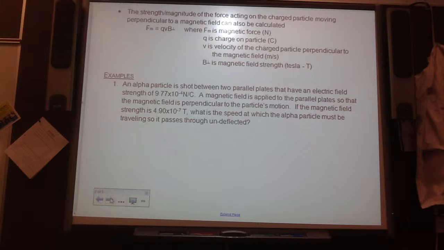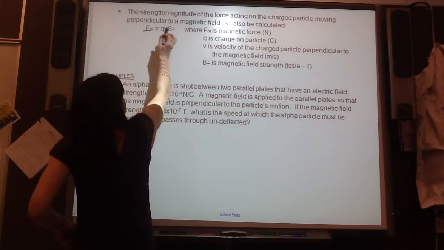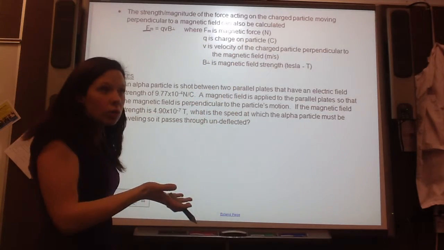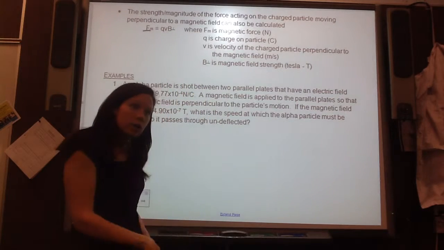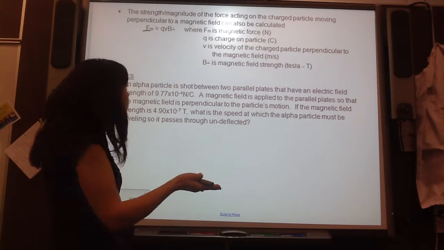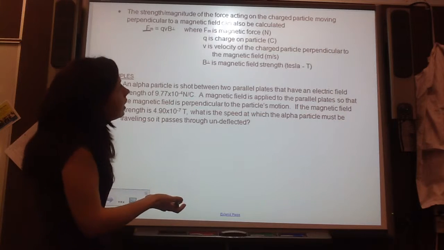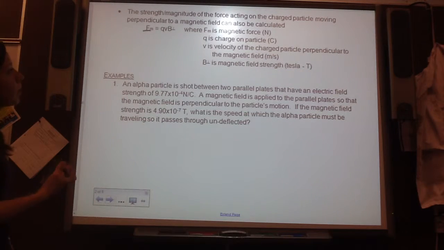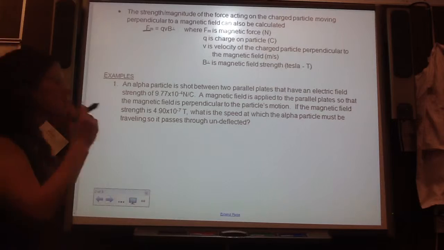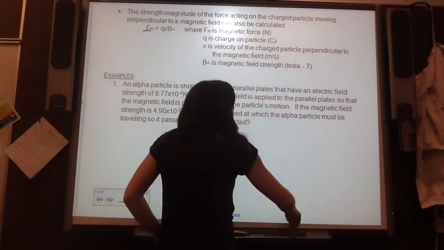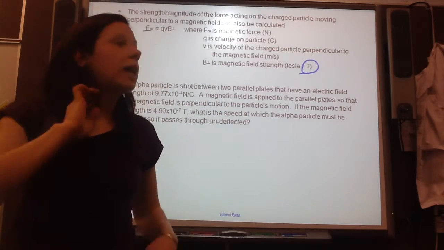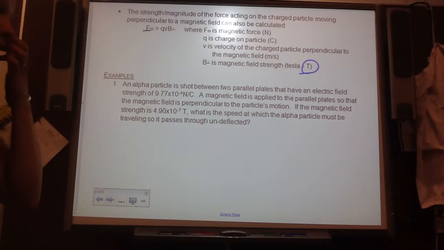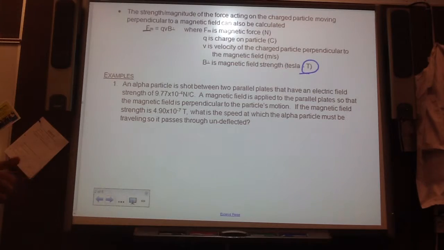So we have Fm, so that's our magnetic force, okay? Fm, magnetic force. So always in newtons, right? Every force is in newtons. Our Q is our charge of the particle that's moving through the magnetic field. Our V is the velocity that it's moving through the field, and B perpendicular is the magnetic field strength, and here's a new unit, Tesla. So that magnetic field strength is measured in Teslas.